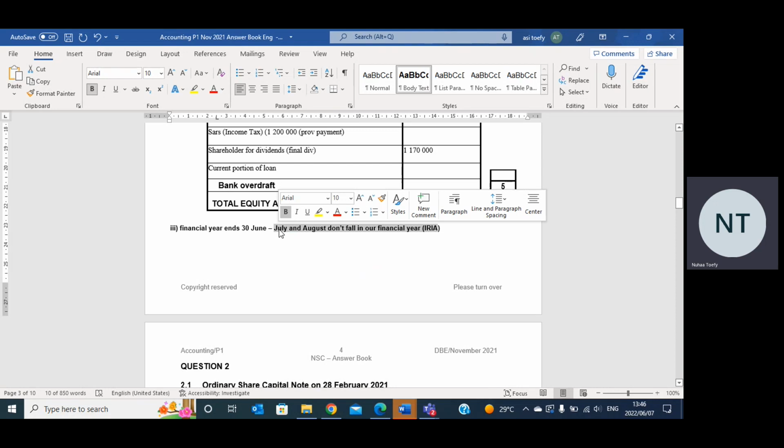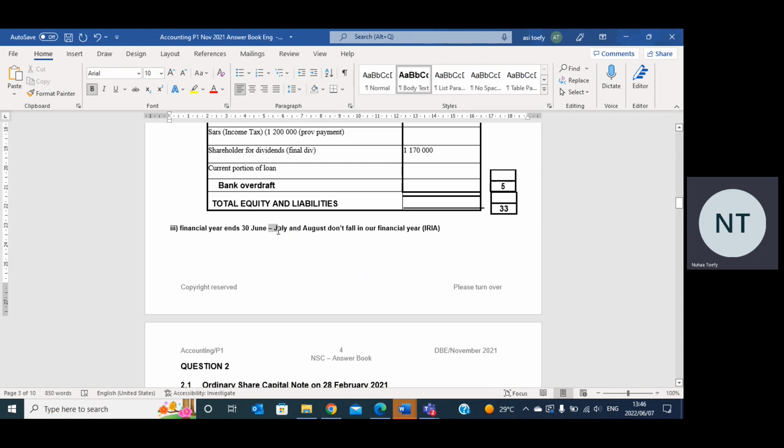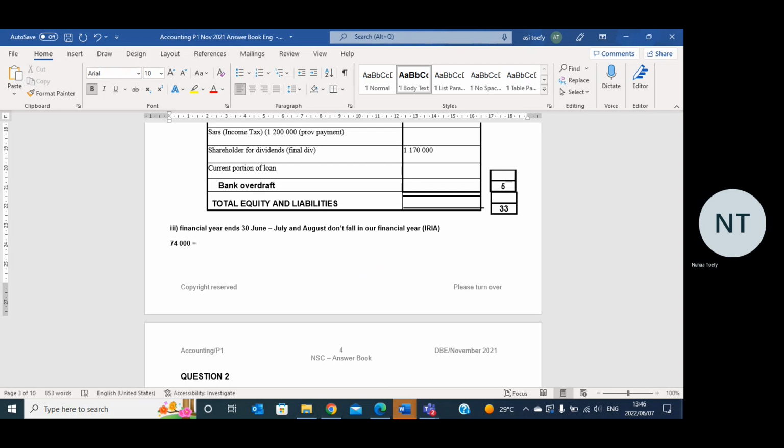So how are we actually going to figure that out? What we need to do is find the monthly rent for July and August, and the easiest way to do it is to make an equation. So let's start with the equation. The rent was equal to 74,000 because they said that they received 74,000 rand rent. And then they said that from the 1st of May, it was increased by 750. So the first thing you need to determine is how many months without the increase.